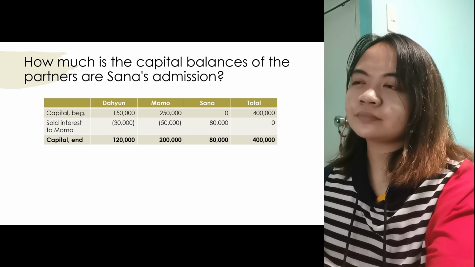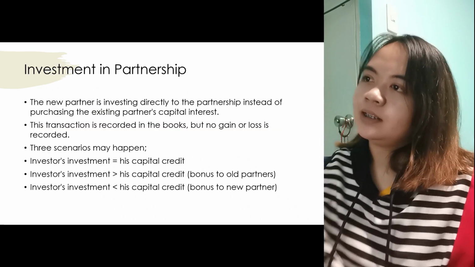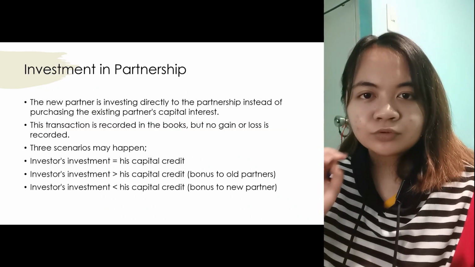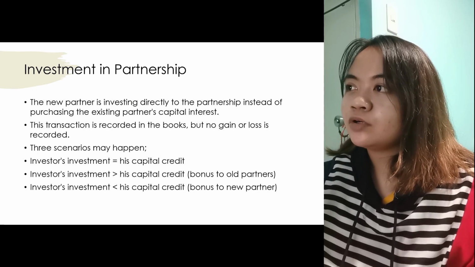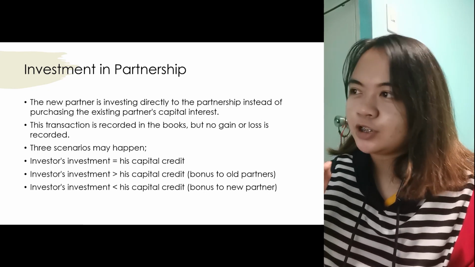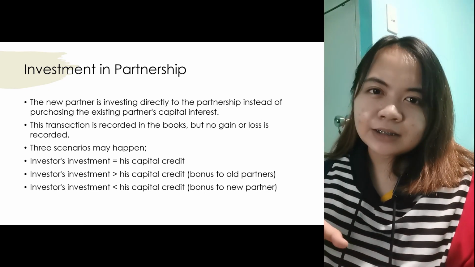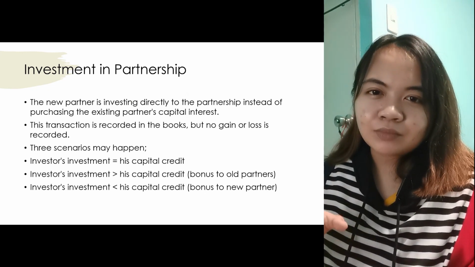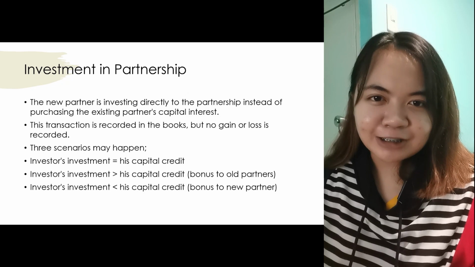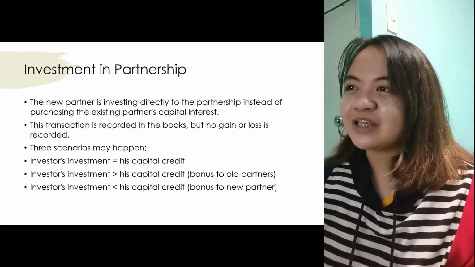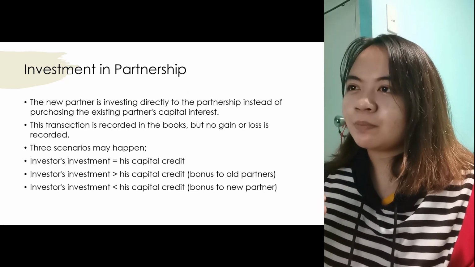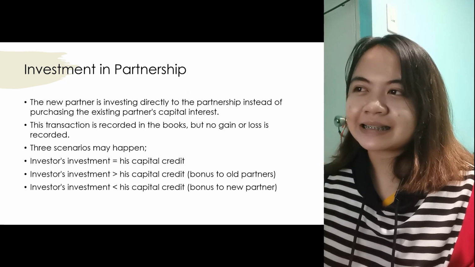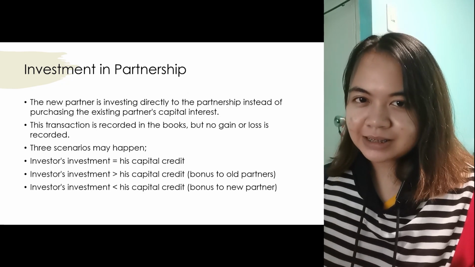Okay? Next. We now go to, so yung una is purchase. Sunod is investment in the partnership. Okay? Ano nangyayari dito? Yung partner hindi bumibili. Willing and able siya mag-invest sa partnership. So, the new partner is investing directly to the partnership instead of purchasing the existing partner's capital interest.